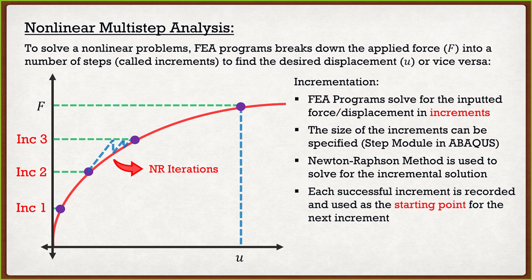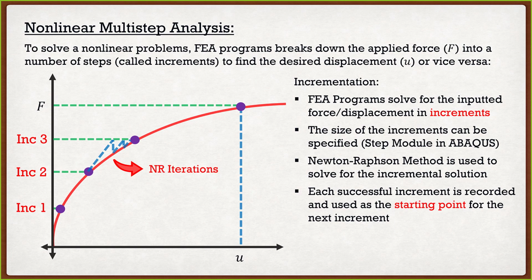Now, what also happens is each successful increment is used as the next starting point. So when I go from zero to increment one, and then to increment two, I'm not starting from zero anymore. I'm starting from increment one. And that way we can slowly get there. I'm hoping this makes sense to you guys, and why ABAQUS or any other finite element program is doing this, because think of our assignment. I got a lot of students asking me, saying, Clayton, I'm pretty sure my code is right, but I'm not getting any sort of convergence.